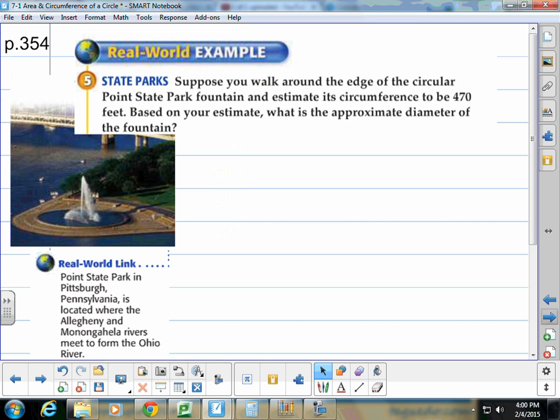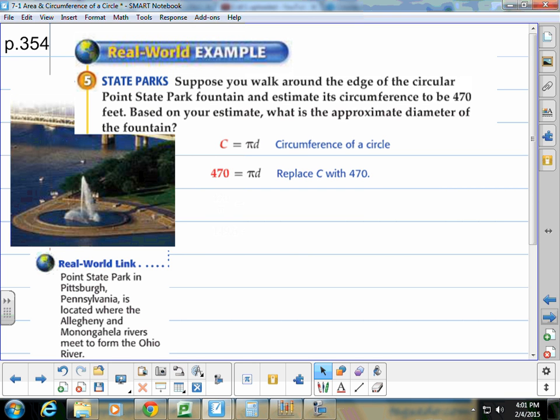So, word problem quickly. Suppose you walk around the edge of a circular park and you estimate the circumference to be 470 feet. Based on your estimate, what is the approximate diameter? So this is where you're given the circumference. You're given the circumference, that's why it's highlighted, and you have to find the diameter.